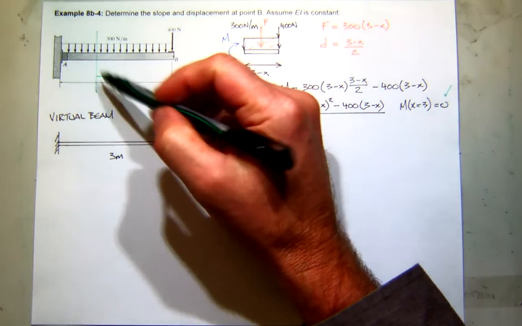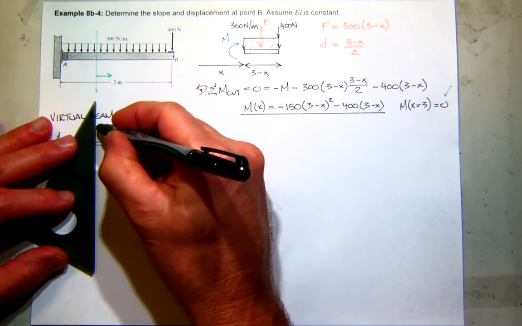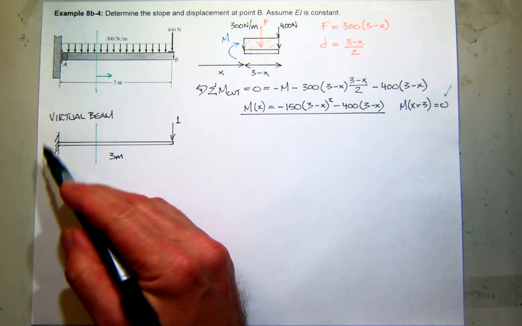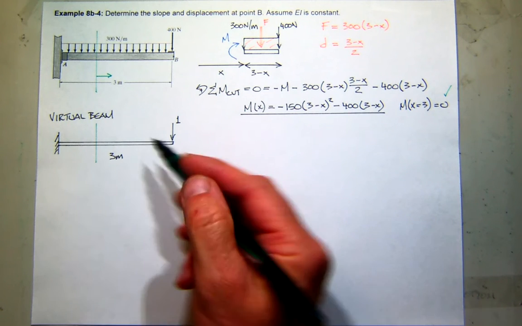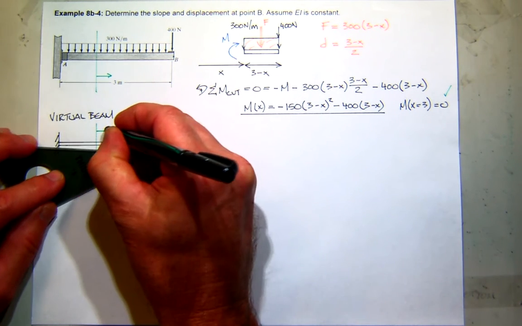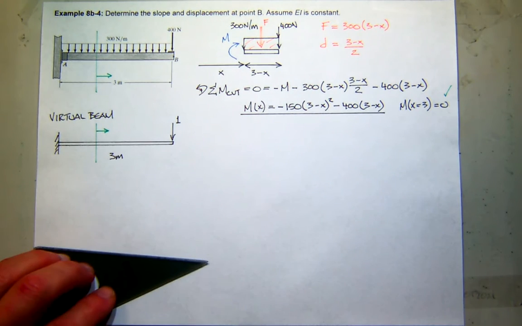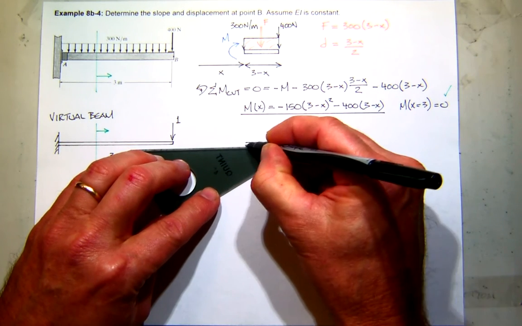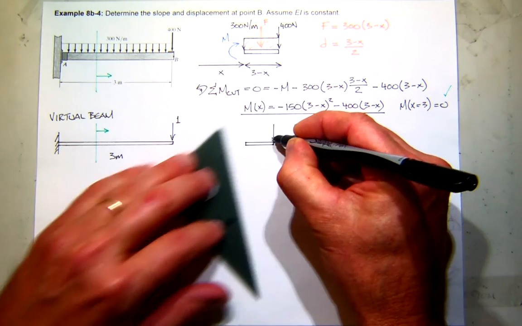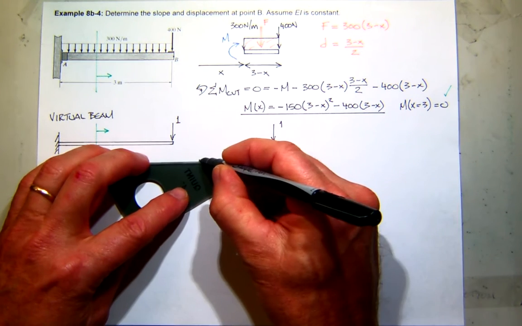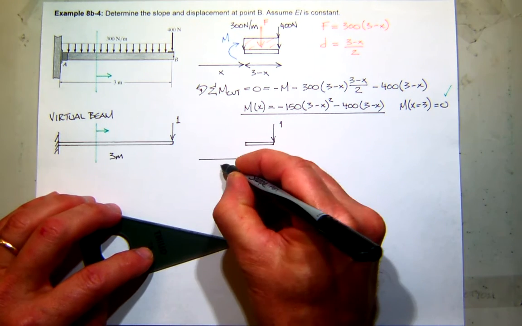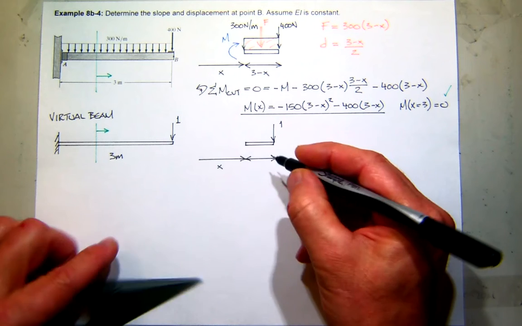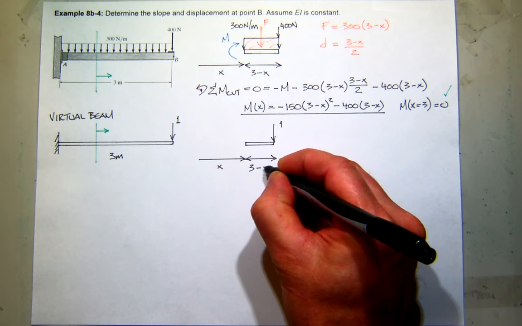I'm going to follow the same strategy I applied above, in that if I make a cut, I want to work the left side or the right side. Neither would be challenging, but the left side would be a little more convenient. So I'm going to draw another free body of that here with my virtual load of 1. I'll approach the cut from the left side at some distance x, and that will leave this segment x minus 3.